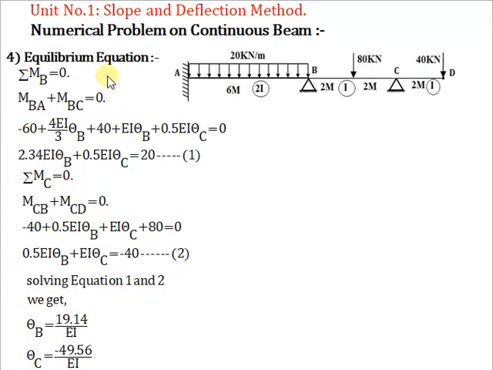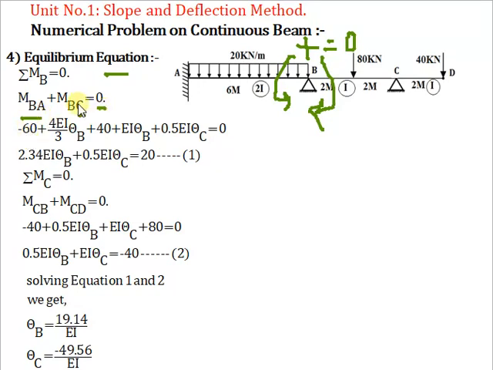Let's apply the equilibrium equation for the slope deflection equation. So we have 2 degrees of freedom, so we must have 2 equilibrium equations. For joint B, the moment coming from the member AB over the B and the moment coming from the member BC over the B, their addition should be equal to 0. So this one is the first equilibrium equation. That means MBA plus MBC is equal to 0.